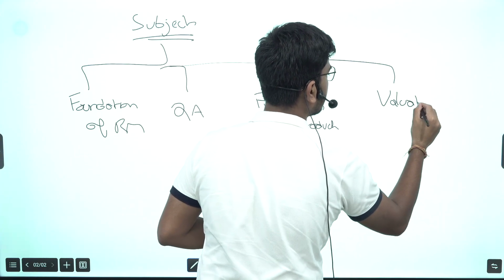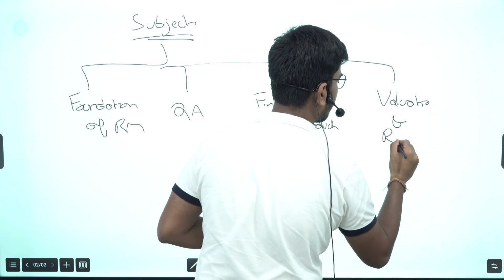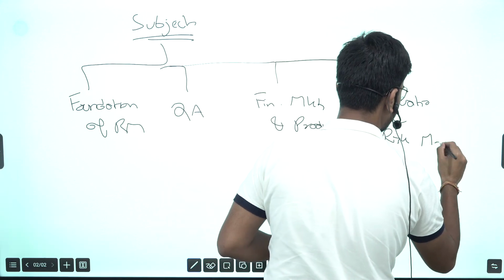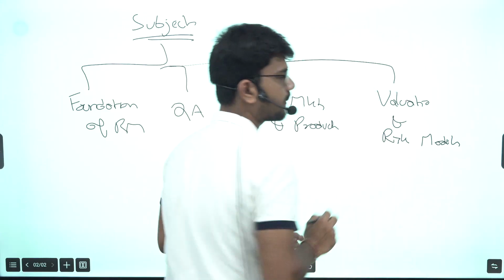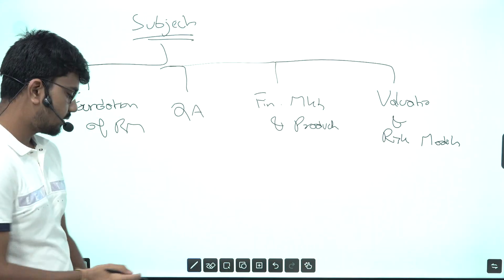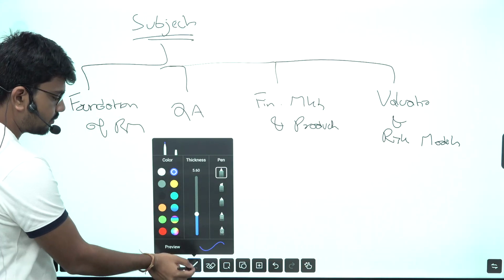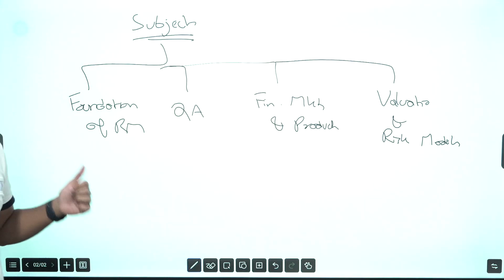And the fourth one is valuations and risk models. Okay, so these are the four main subjects that we are going to study in FRM Part 1 examinations.